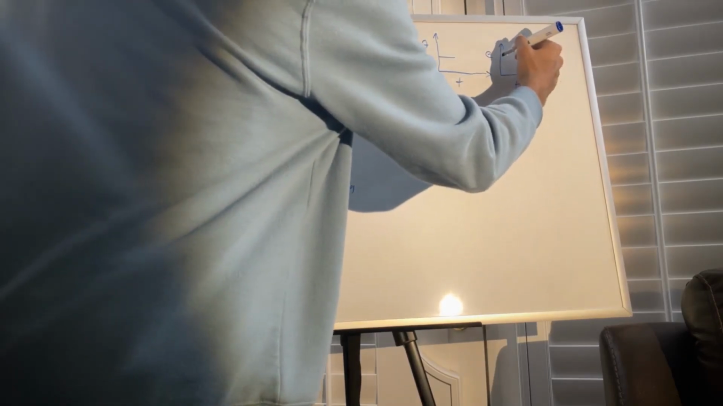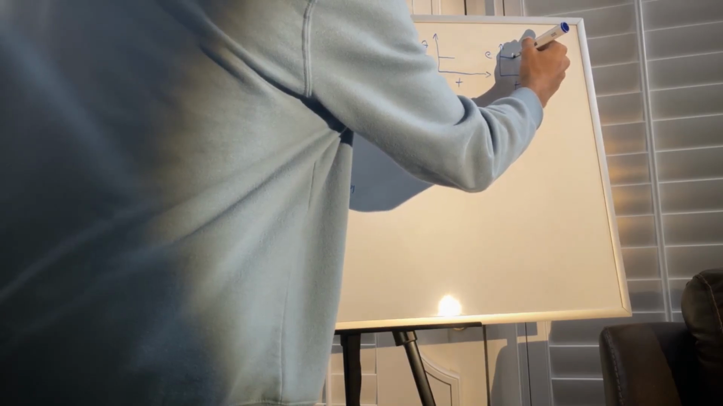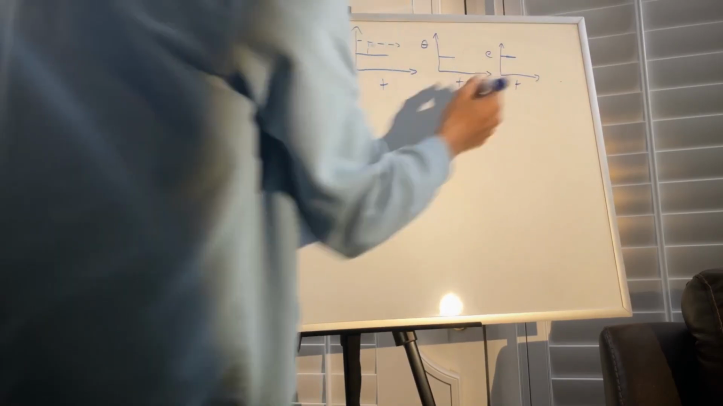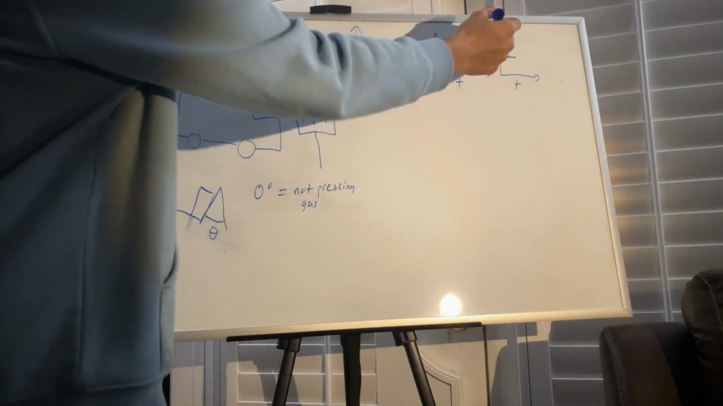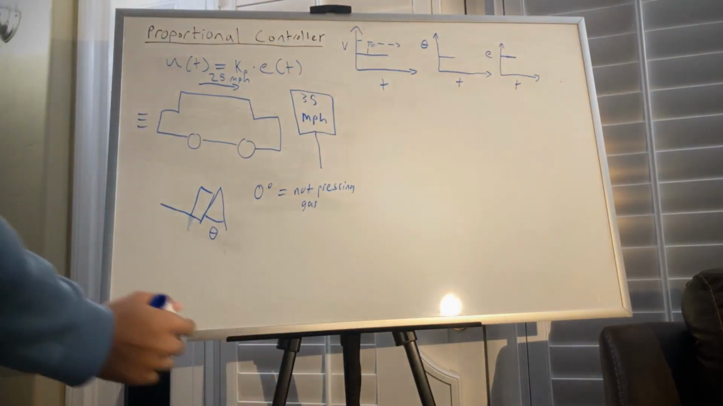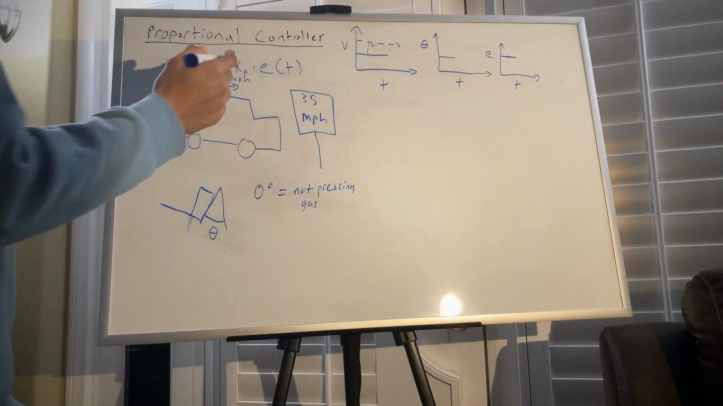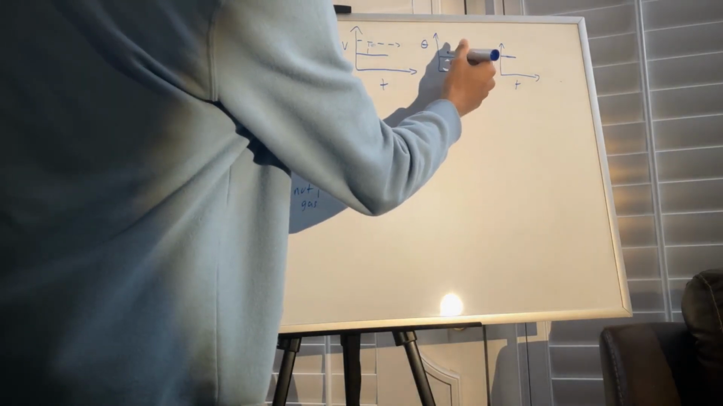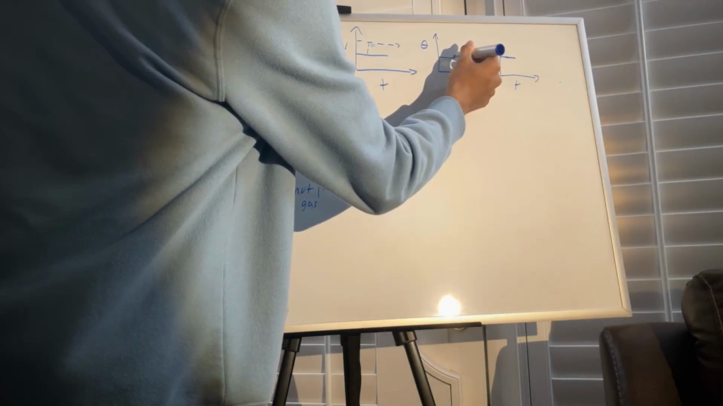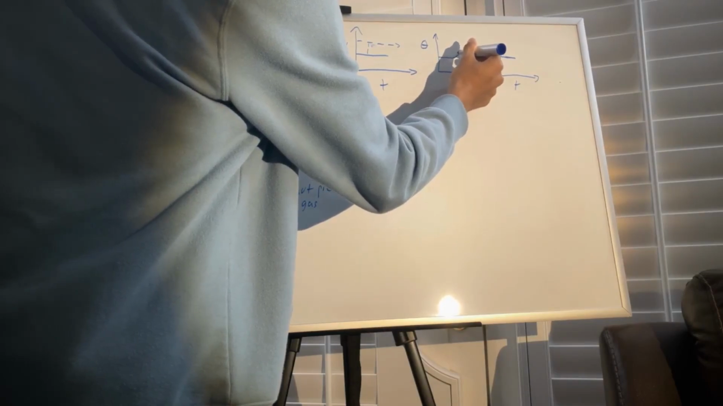So our error up until when we apply the proportional controller is going to be constant because we're at 25 miles per hour and we want to be at 35. So it's just going to be a constant 10. So when we apply this proportional controller, we're basically going to get a little bit of a kick in. So we're going to press down on the accelerator a little bit.